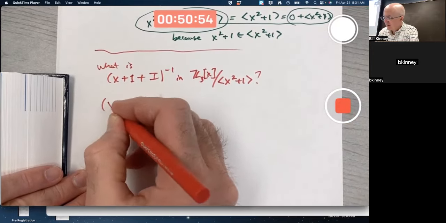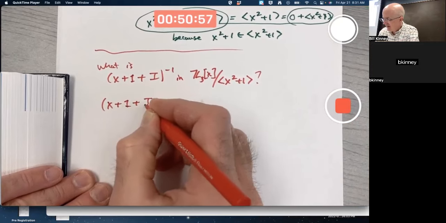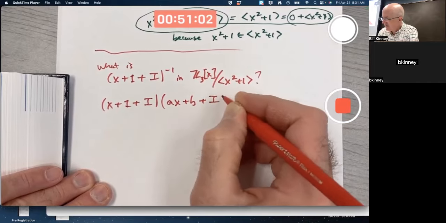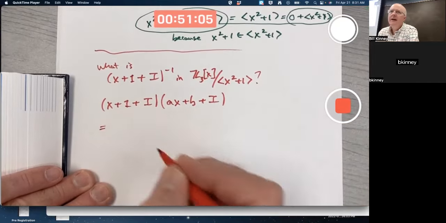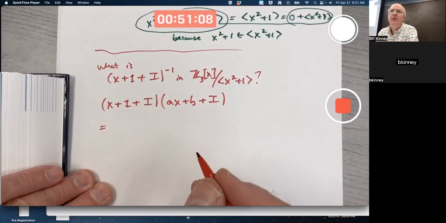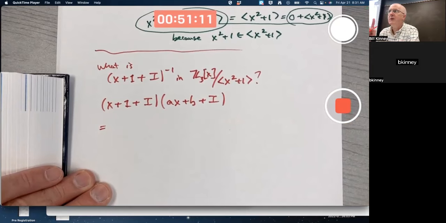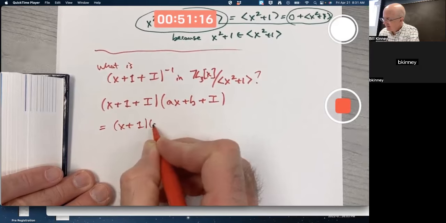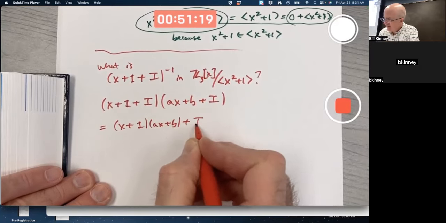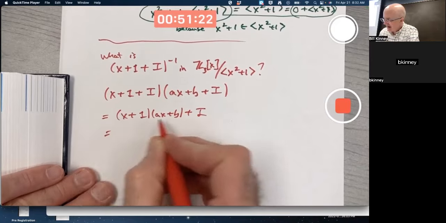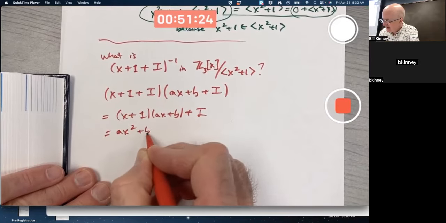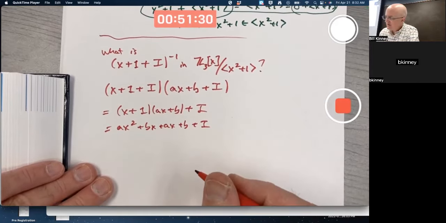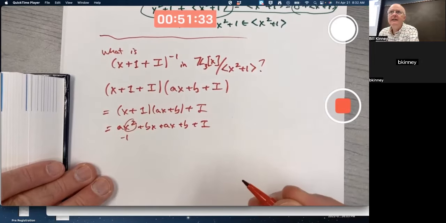What would you do? Here's what I would do. I would multiply times an arbitrary element of the factor ring, which happens to be a field, and ask what conditions on A and B will give me the multiplicative identity, 1 plus I. Multiply the representatives. And yes, you would FOIL this out. You'd get AX squared plus BX plus AX plus B. Now here's the trick. Replace x squared with -1, just like in the example.